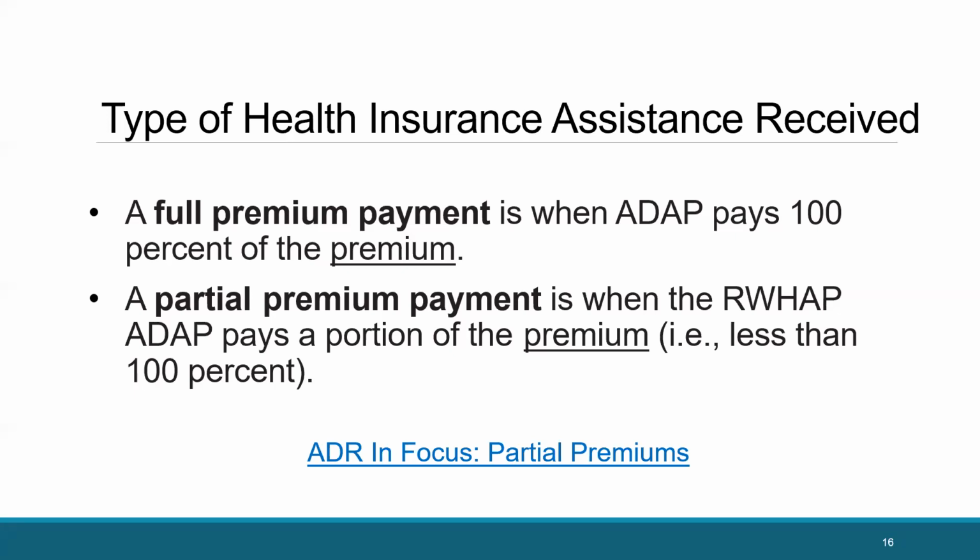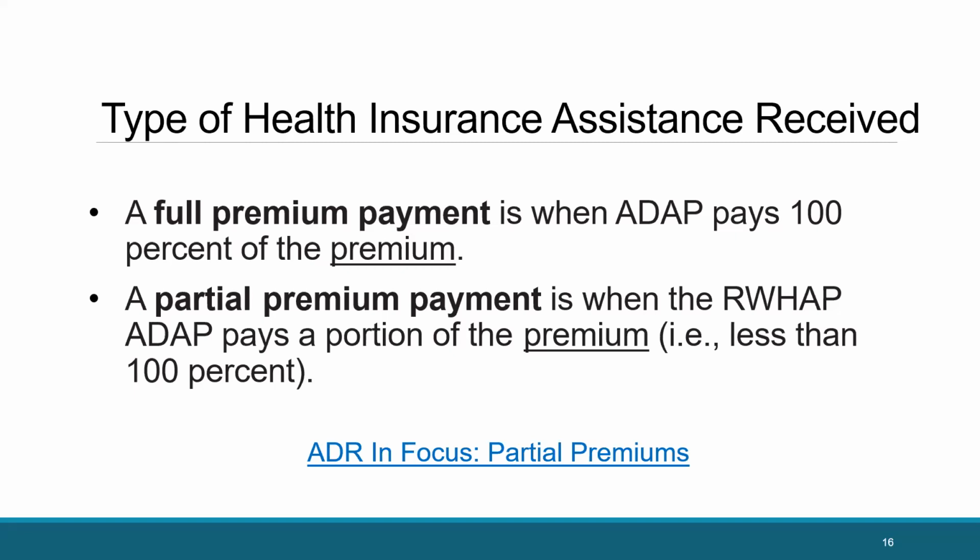So to go further into that, when you get the bill and your ADAP pays the entire bill, you'll need to check whether you are paying the full premium or a subsidized premium payment. So once you verify whether your ADAP paid for a full premium or a partial premium payment, that's what you report. Full premium payment for 100% of the premium, or partial payment for a subsidized premium. Linked on this slide is this ADR and focus document that further explains partial payments, which should be helpful.